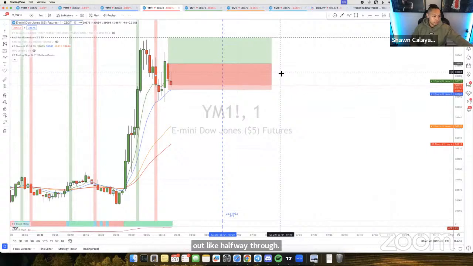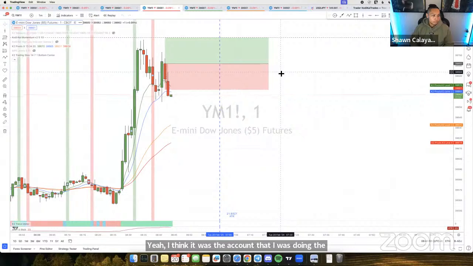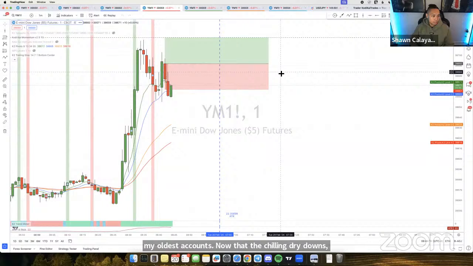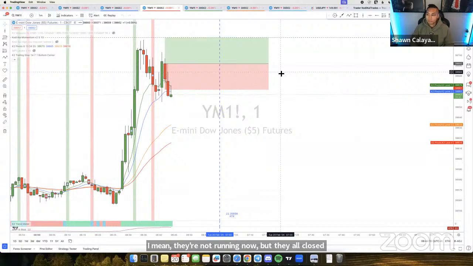Oh, I think it's because one of the accounts hit the trailing drawdown. Yeah, I think it was the main account that I was doing it on. So that one closed out and then ended up hitting all the other ones. But the other ones are still fine. It's just that first account that I was using. It's one of my oldest accounts. That one hit the trailing drawdown, so unfortunately that one got wiped, but the other accounts are still technically running. I mean, they're not running now, but they all closed out because of the copier. Yeah, that's happened to Nick before.